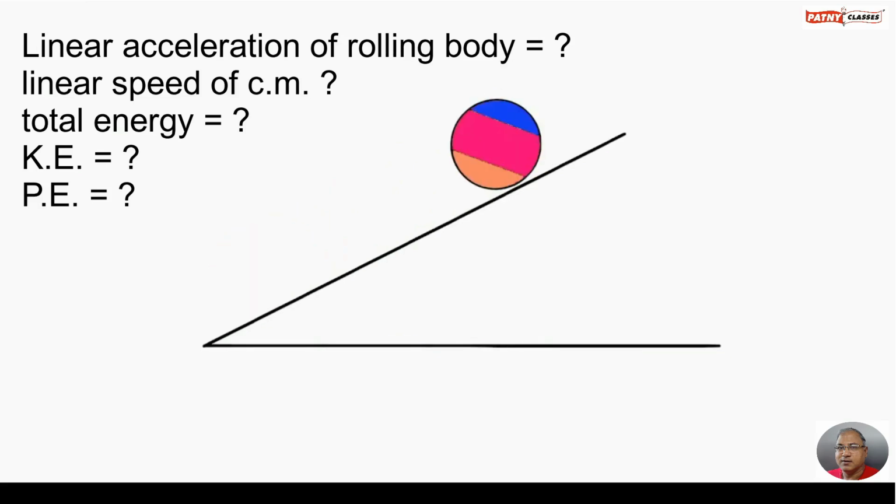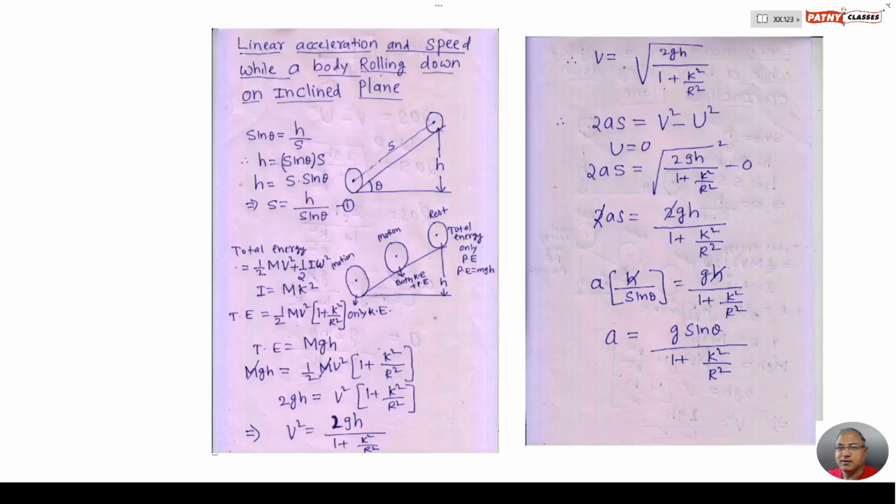We need to talk about the linear speed of the center of mass. We need to talk about the kinetic energy of the rolling body, the potential energy of the rolling body, and the total energy of the rolling body. In today's video, let us learn how to find the expression for the linear speed of the center of mass, and we will also find the expression for the acceleration of the rolling body.